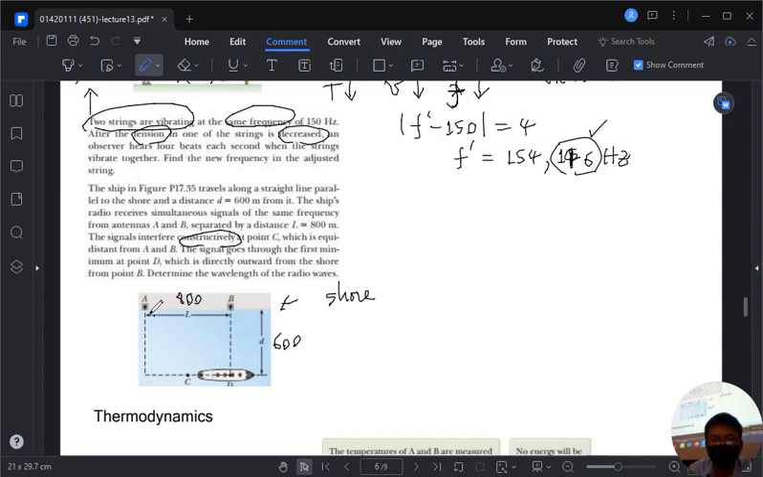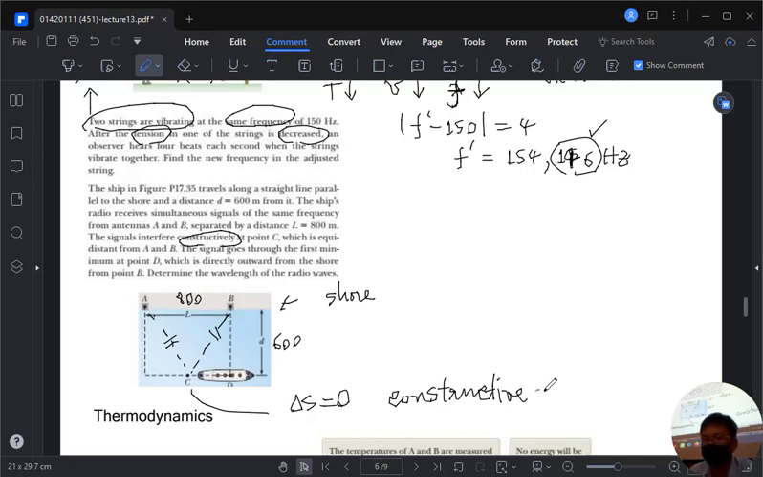Therefore here, constructively at C, what does it mean? This is equal to that. At C, delta S is zero. It's constructive. We know that. Actually, we don't in this case. It's constructive when the delta S becomes zero, so that the phase difference is zero. So it's in phase. So the signal here and here is in phase.